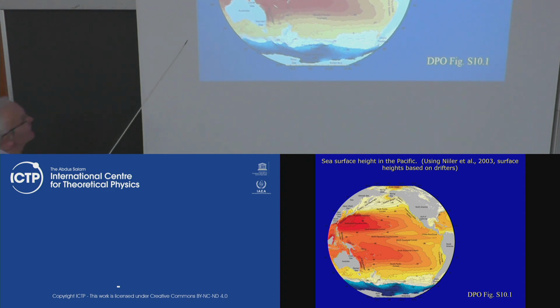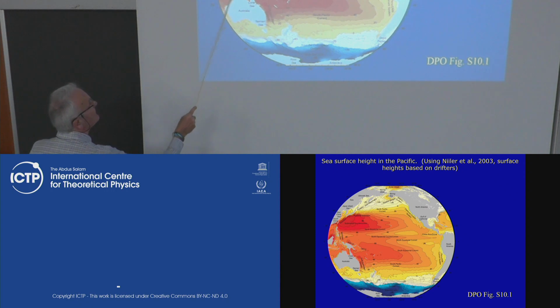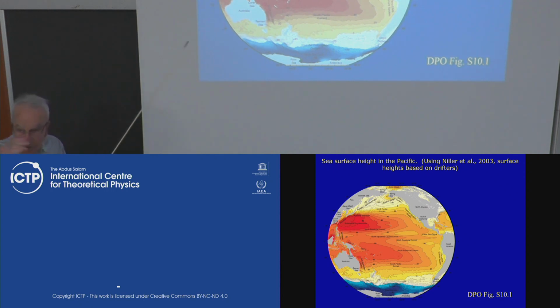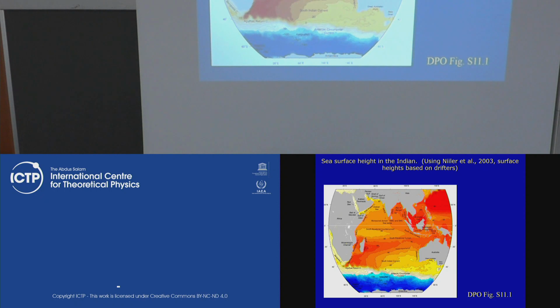And also you can see that these are the areas where you have a strong current, where you have the strong shear, where you have a strong slope of the sea level on both northern and southern hemispheres. The similar thing is in the Indian Ocean. You can see how the oceans really have the same features, and they are very similar to each other.